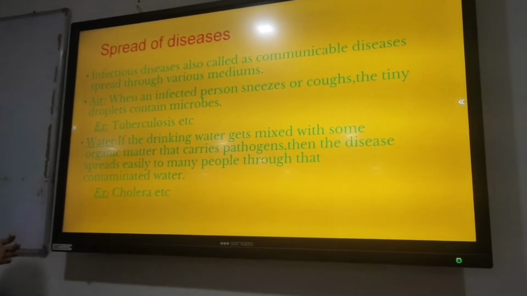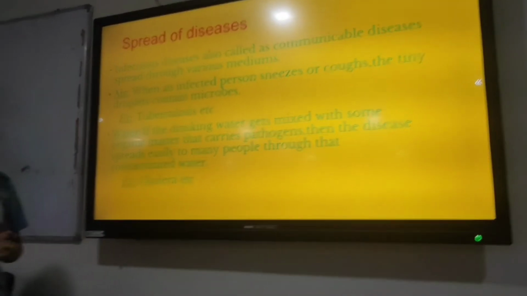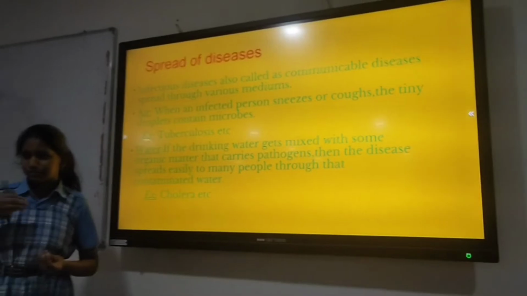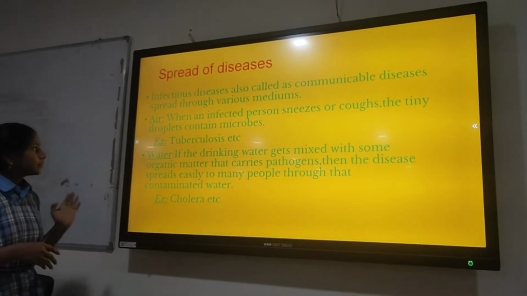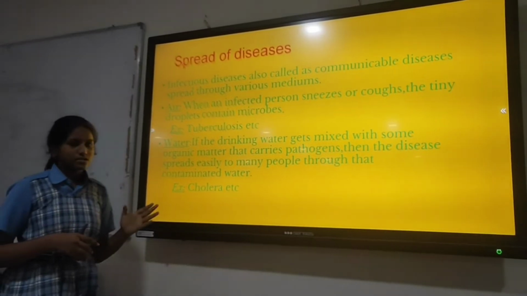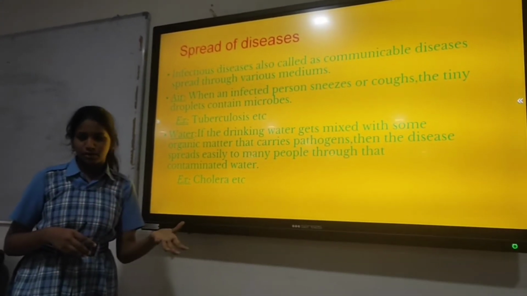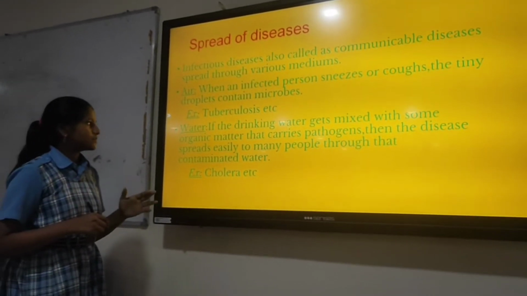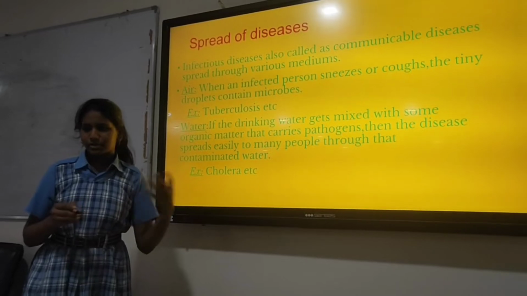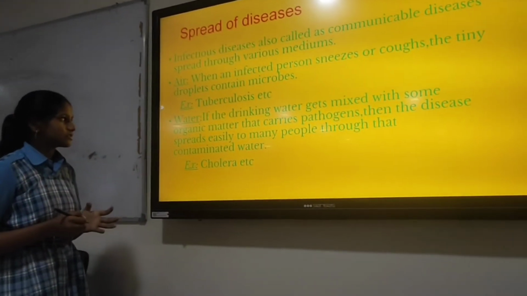Infectious diseases are also called communicable diseases, and these spread through various mediums like air, the food which we eat, and the water which we drink. From air: when an affected person sneezes or coughs, tiny particles come out of the nose or mouth, and those droplets contain microbes. These spread from one person to another by traveling through air. An example for this is tuberculosis.